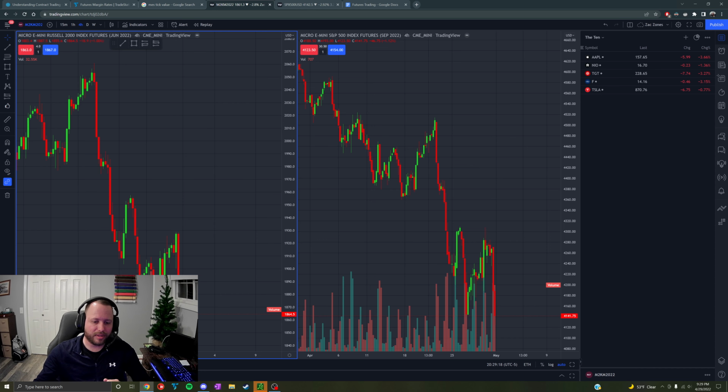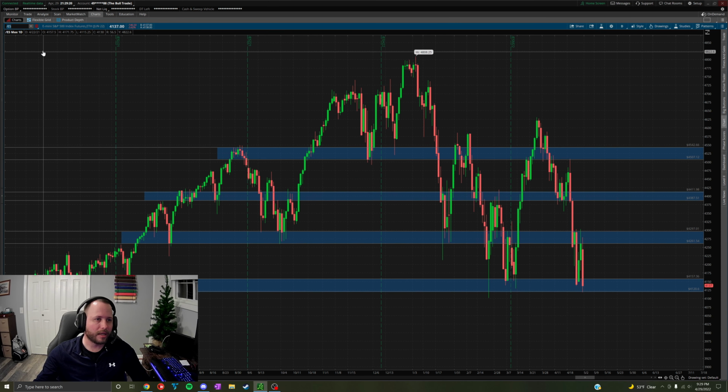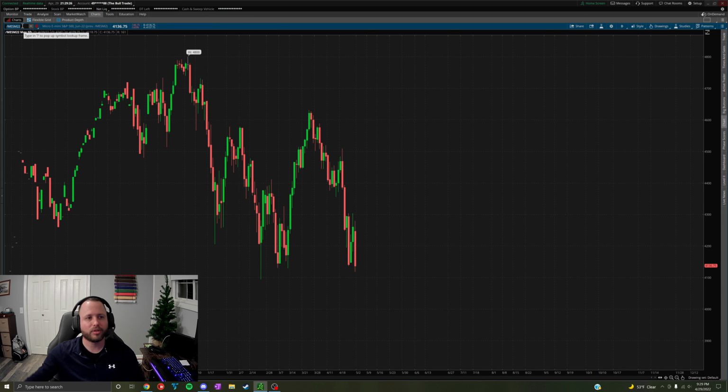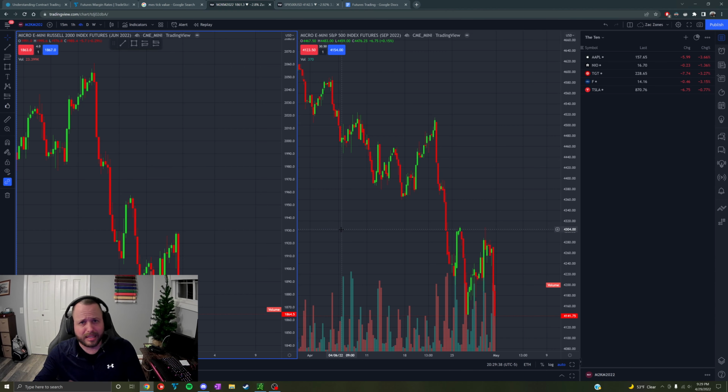When you go to enter these in a platform like TOS, if I was going to trade MES, it's going to be MES M22. It's not 2022, it's 22. I don't know why TradingView has to be difficult like that. TradeStation is the same way. It's MES M22 instead of 2022. So that's a helpful thing to know.